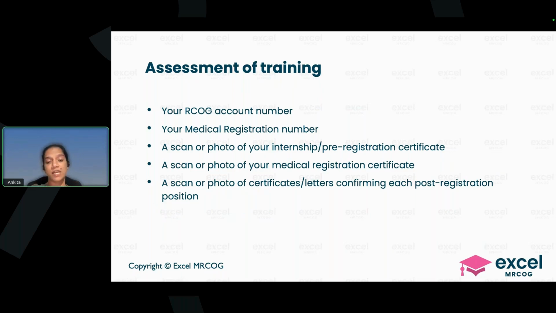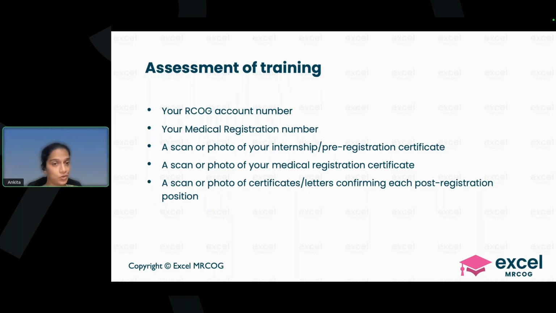So assessment of training can be done after part 1, after part 2, but it is mandatory to be done before part 3. The last date for assessment of training for November exam was 10th of July. I hope all of you have done your assessment of training or submitted it. It takes at least a month for them to revert.